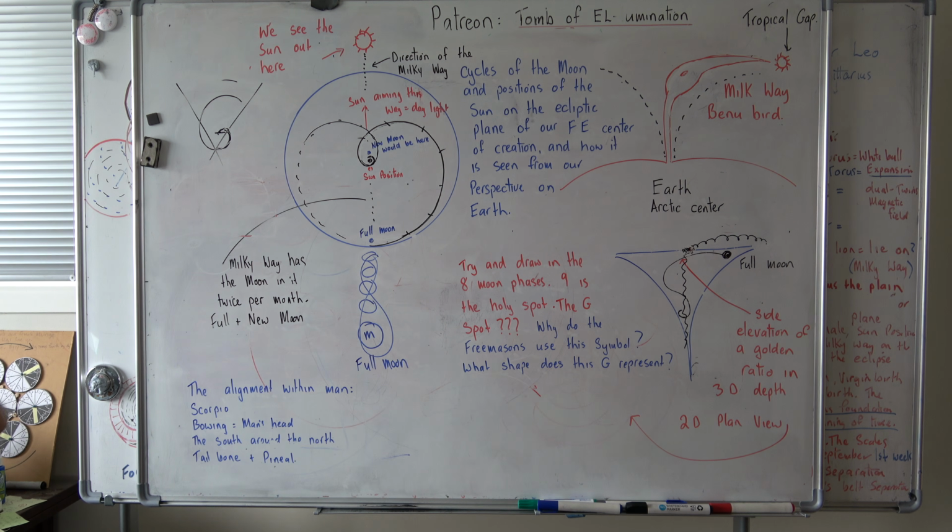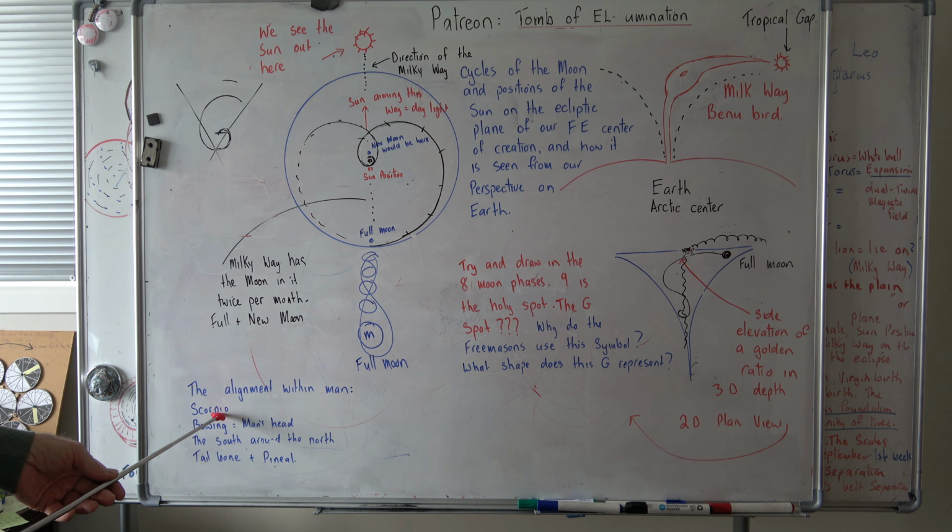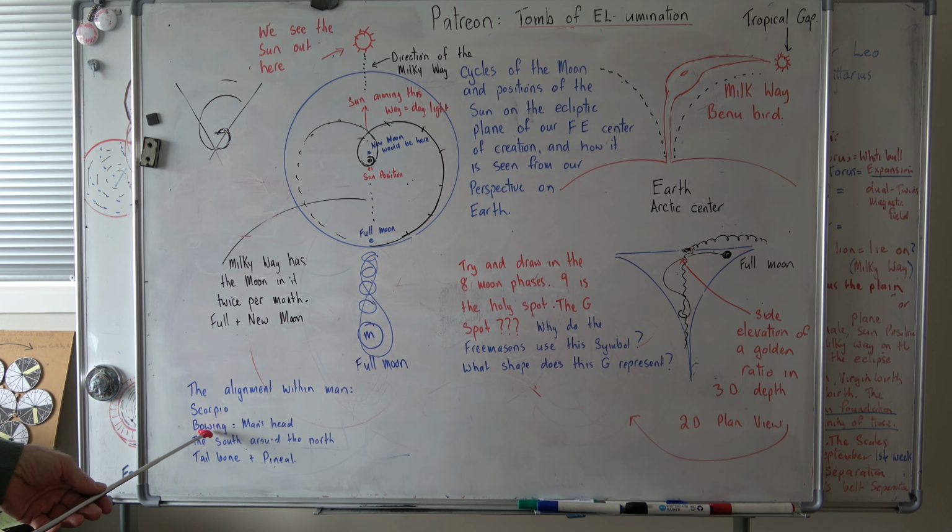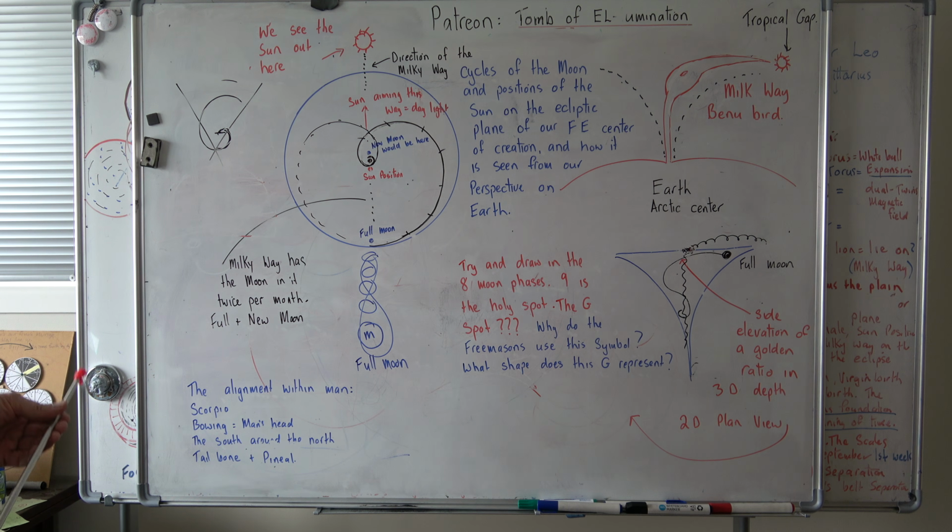Now, if we're going to go into the real stuff here, new information. The alignment within man. Scorpio, the bowing. Where did bowing come from? The man's head bowing. The south, around the north, tailbone and pineal gland. Okay. I'll take a photo of this before I rub it off the board.